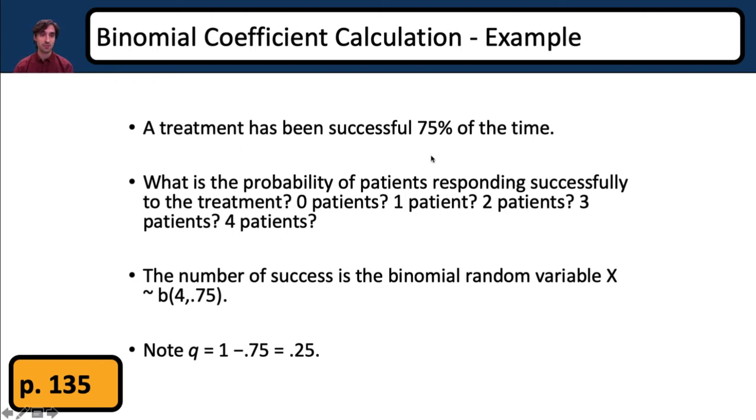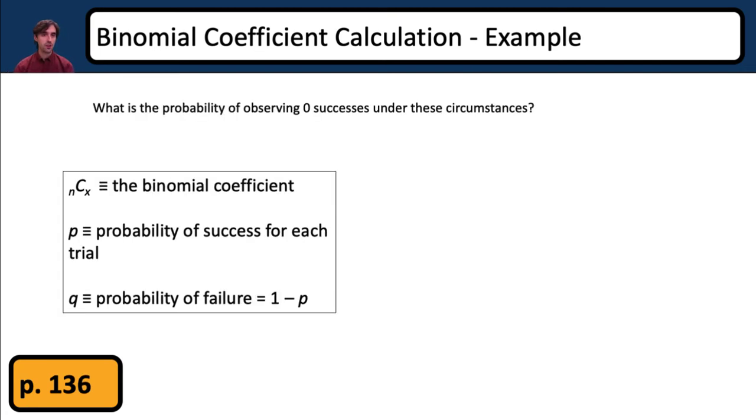So a treatment has been successful 75% of the time. What is the probability of patients responding successfully to the treatment? What about 0 patients, 1 patient, 2 patients, 3 patients, 4? This might sound familiar because this is what we have talked about multiple times now. So what is the probability of observing 0 successes under these circumstances? So if we were to look at this C here, what would we have here?